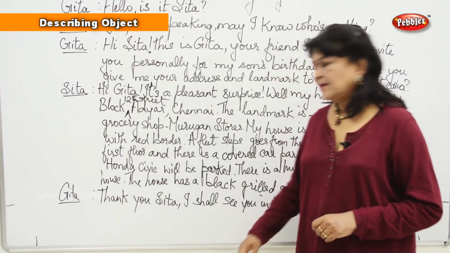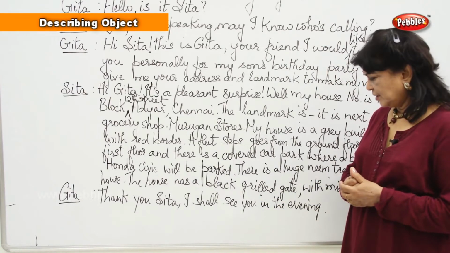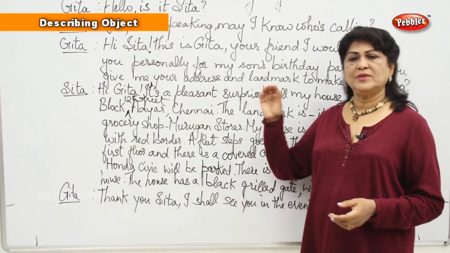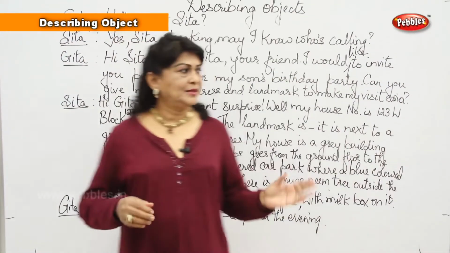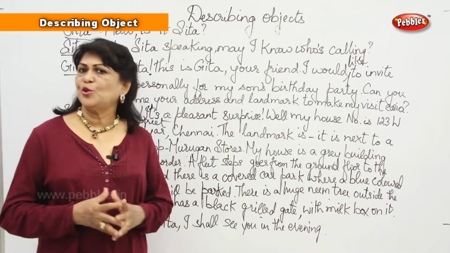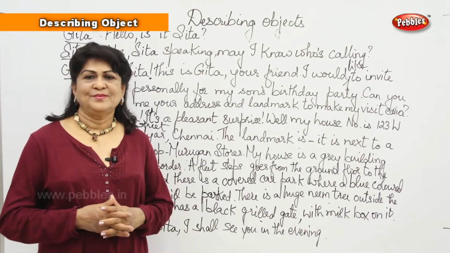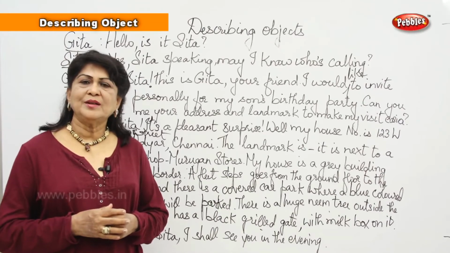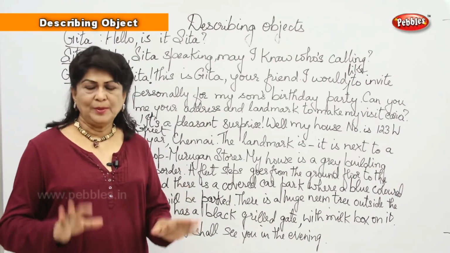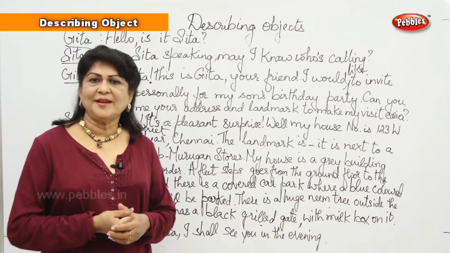Immediately Geeta says, "Thank you, Sita. I shall see you in the evening." So in the evening, Geeta is going to visit Sita, and Sita has given a beautiful description of her house. Isn't it very easy for you when somebody gives you a proper description of a place? It's easy to locate, isn't it?